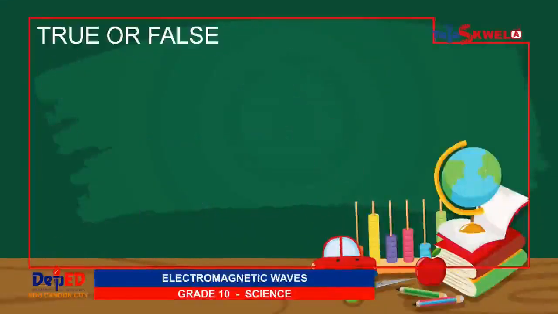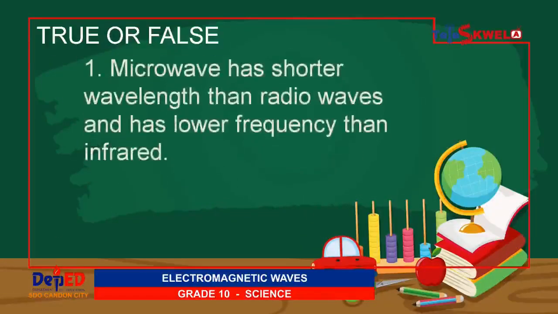Number 1. Microwave has shorter wavelength than radio wave and has lower frequency than infrared. The answer is true. Very good.